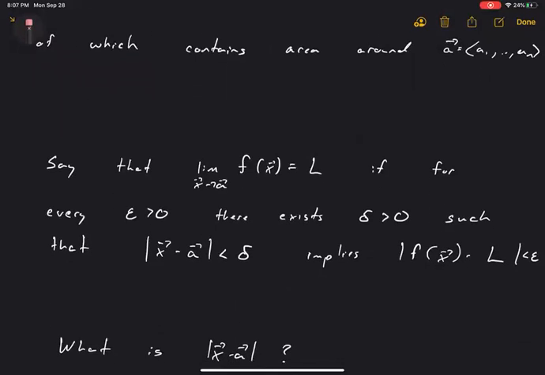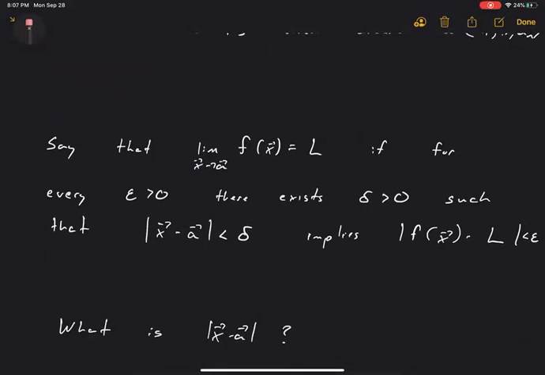So we're going to say that the limit of f of x as x approaches A is equal to L if for every epsilon greater than 0 there exists a delta greater than 0, such that the magnitude of x minus A being less than delta implies the magnitude of f of x minus L is less than epsilon. So that's the formal definition. Now let's dissect this and talk about what this means.